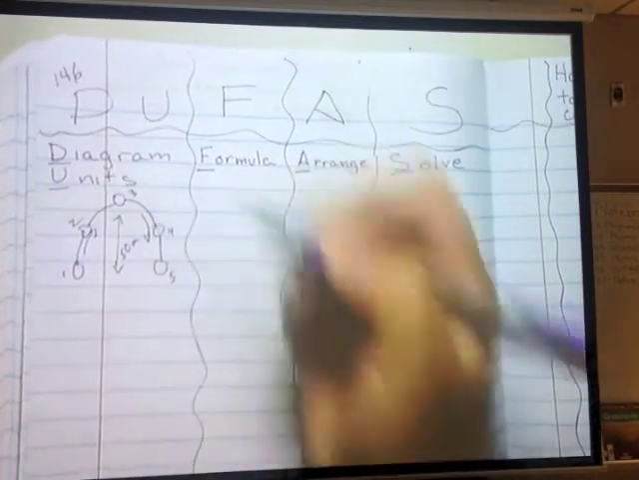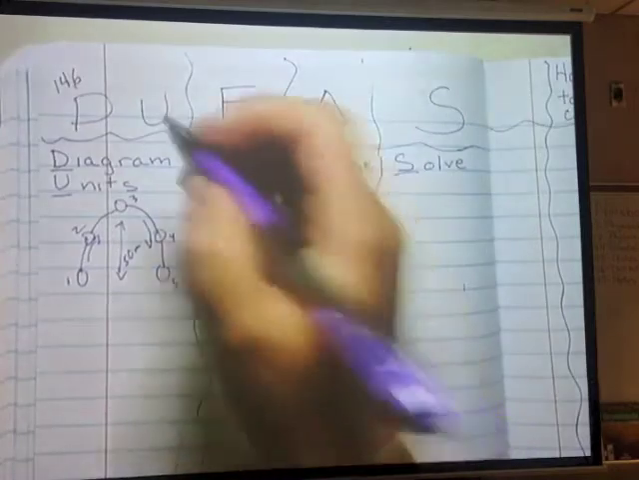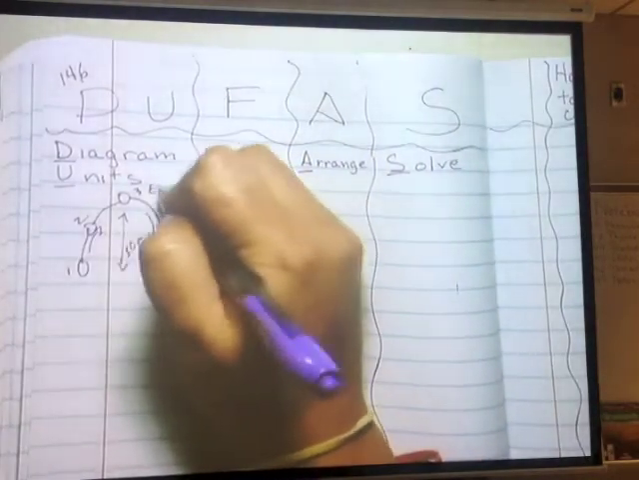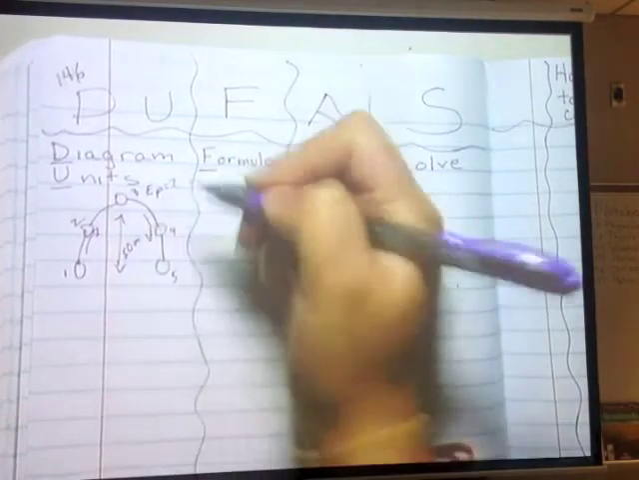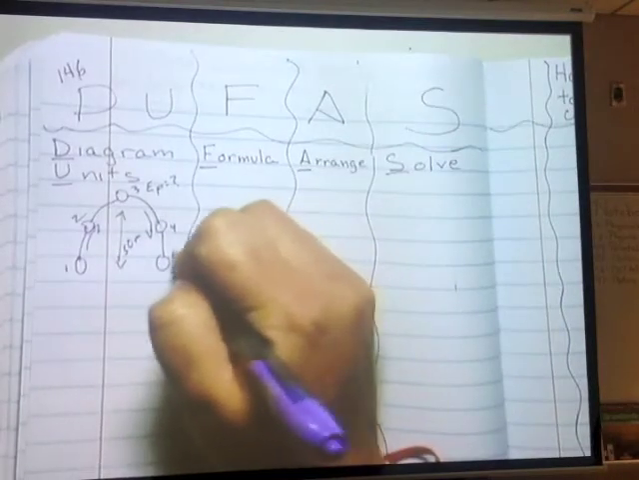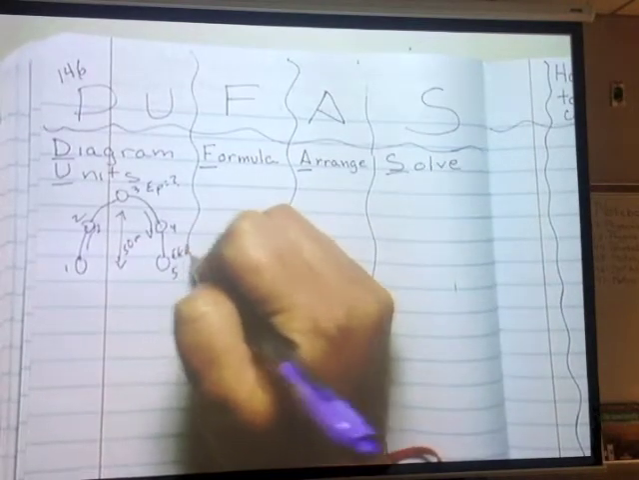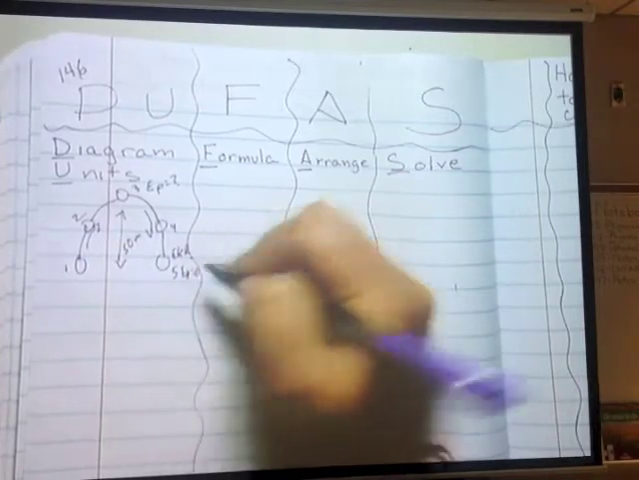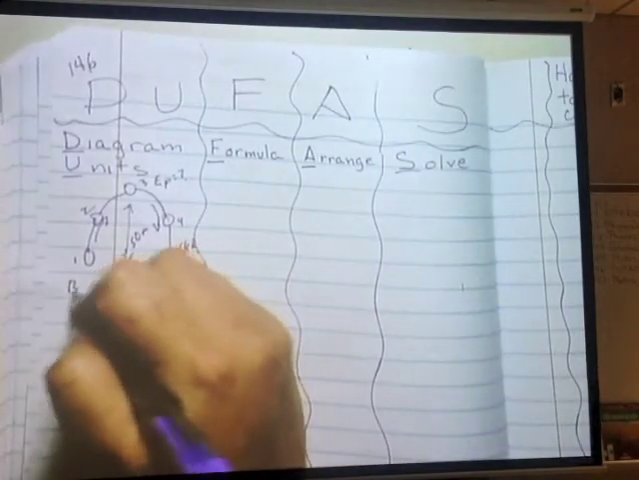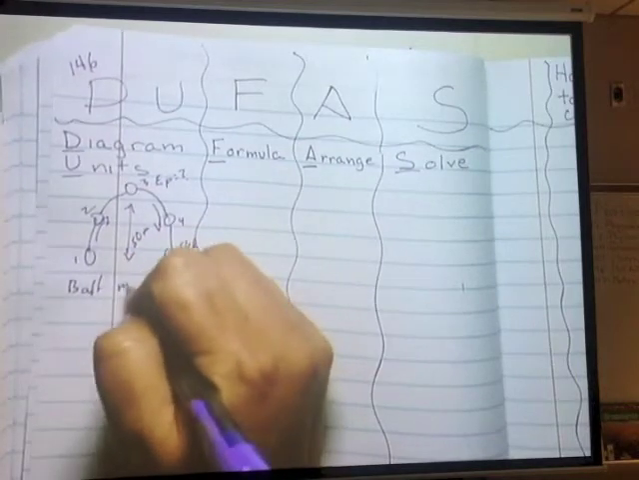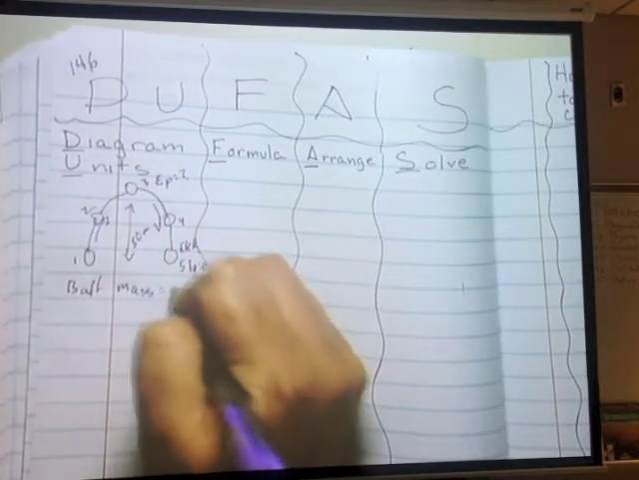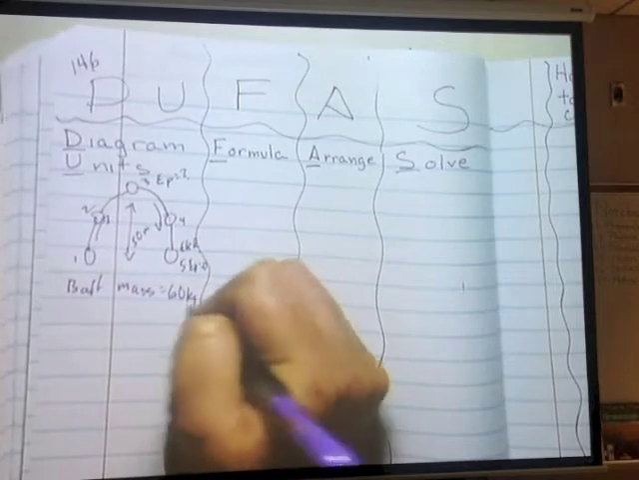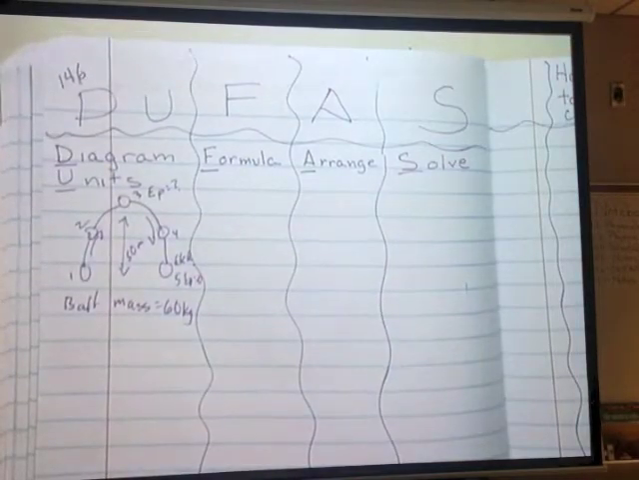Once again, on your problems, you won't have pictures, so you're going to have to come up with your own diagrams. So going through, you're going to look at what you have on here and just rewrite it again. Looking at this diagram, I'm going to find some units.